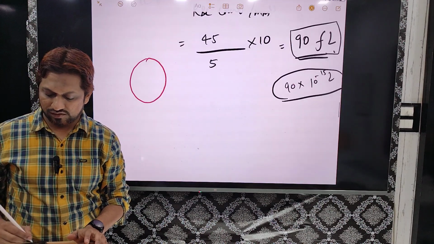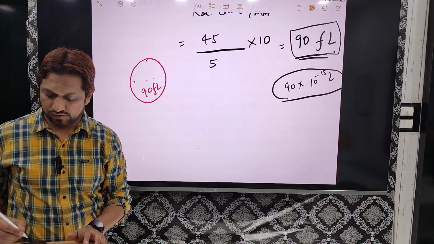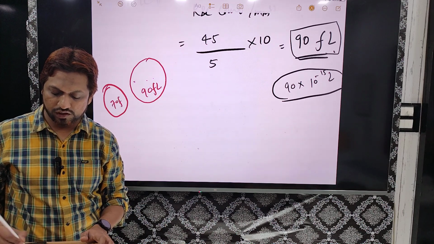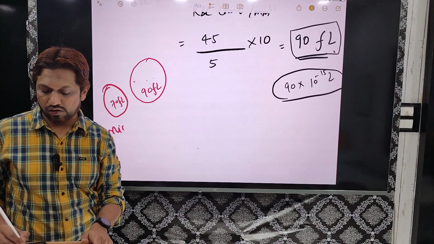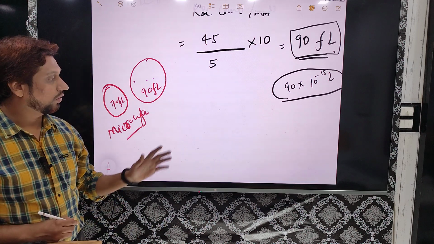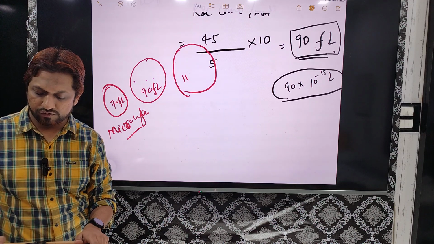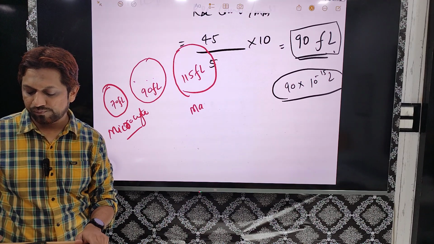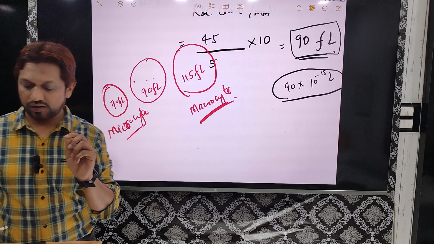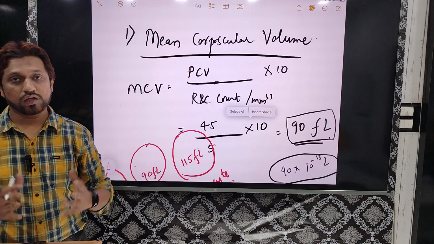Suppose this is a RBC with normal value of 90 femtoliters. Suppose there is one more RBC and the volume here, that is MCV, is around 70 femtoliter, then it is called microcyte or microcytic anemia. On the other hand, if the volume of the RBC is greater than 100, say 115 femtoliters, then it is called macrocyte. So with the help of this simple indice, that is MCV, we will be able to make out the size of the RBC or the volume of the RBC in the blood.